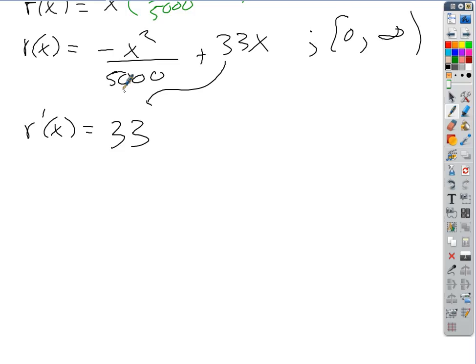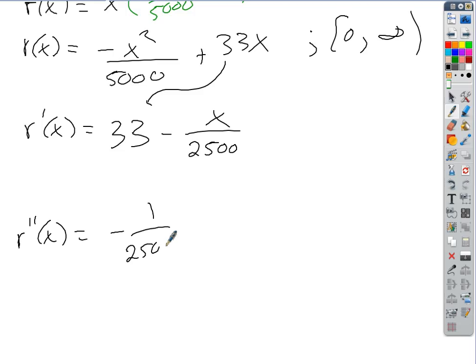Agreed? Okay. So while we're at it, if I were to take a second derivative, what's it going to be? The derivative of 33 is 0. And the derivative of x times negative 1 over 2,500, the x just goes away, right? I just get negative 1 over 2,500, which most importantly, we don't really care about the number, it is negative, right? So it's negative.